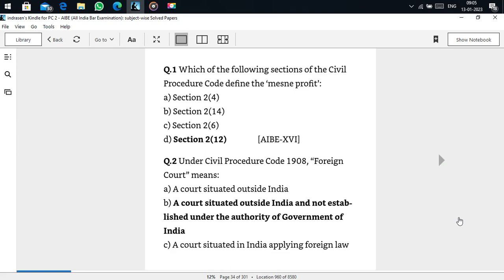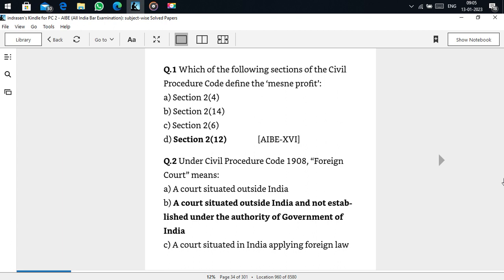This is actually based on the previous questions subject wise. We already discussed the Constitution of India, and today we'll be talking about the CPC, Civil Procedure Code 1908. The first question is: which of the following sections of the Civil Procedure Code defines the mesne profits?